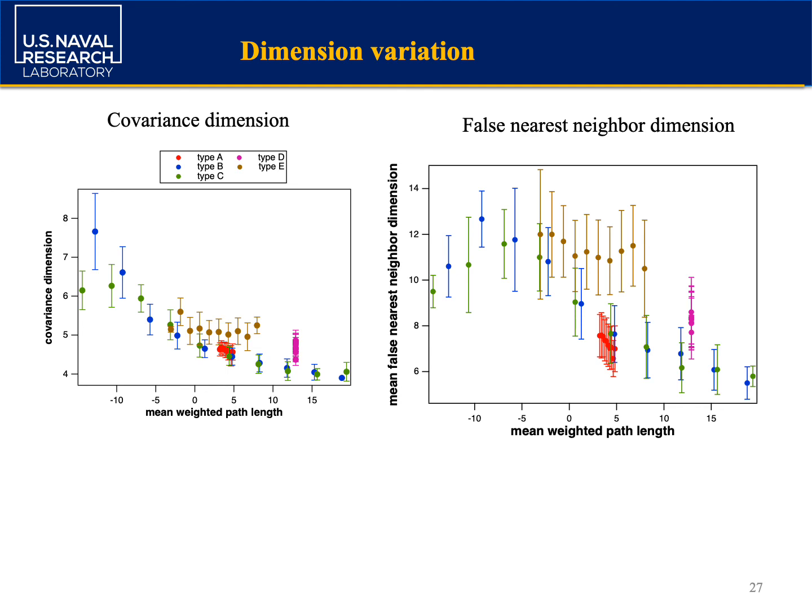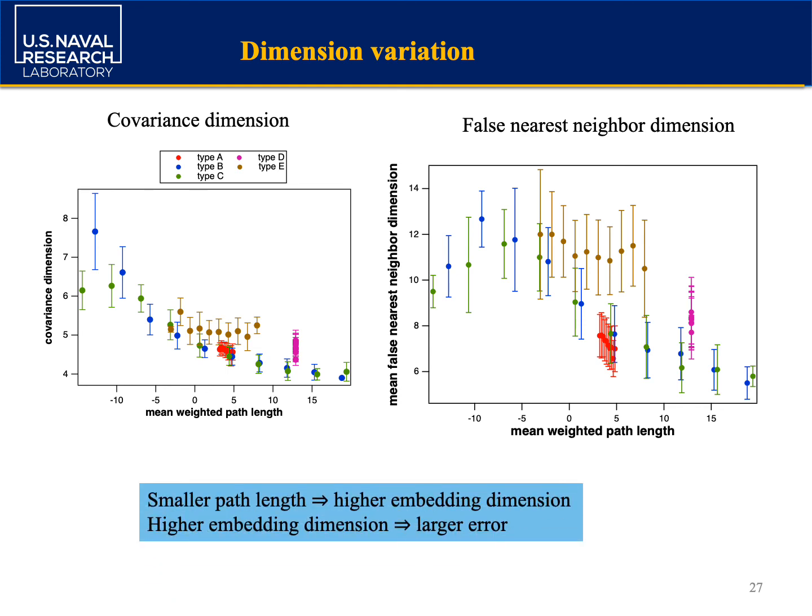And more noticeable in the false nearest neighbor dimension, it looks like there is a change around a weighted path length of 0. So something is going on here in the dynamics that is increasing the dimension of this reservoir. When the mean weighted path length gets small, that means the interaction between nodes starts to get big. And as I said, this higher embedding dimension can lead to a higher error.